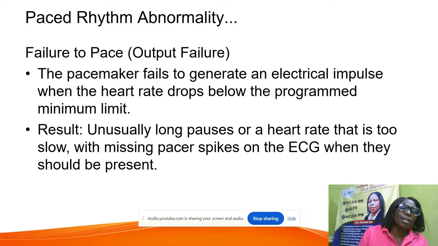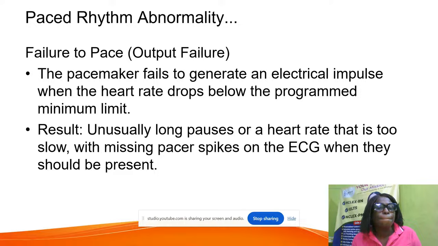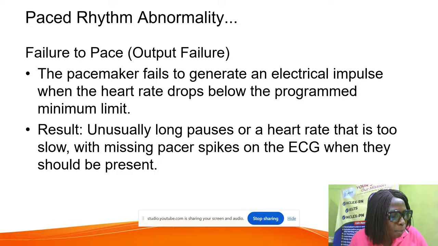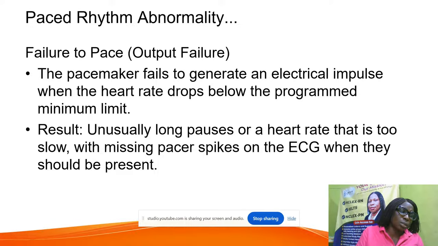So we can say that failure to pace is a pacemaker problem, while failure to sense and failure to capture are intrinsic, like a heart problem. It's the heart that is not responding. In failure to pace, it is the pacemaker that is not responding. So what will now happen? It will make you have a heart rate that is so slow, with long pauses.